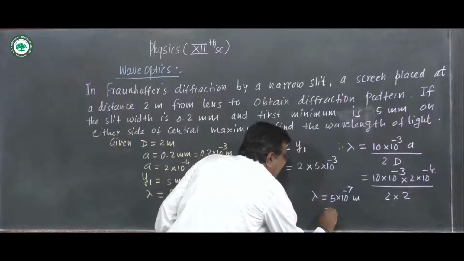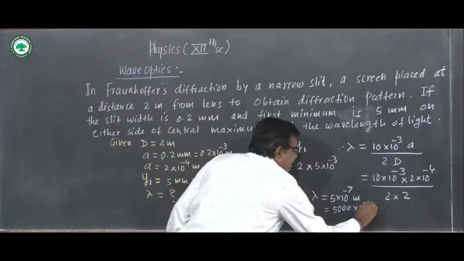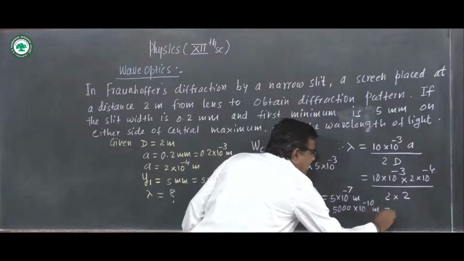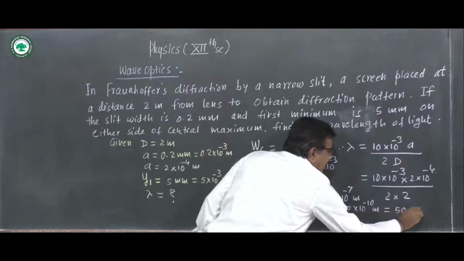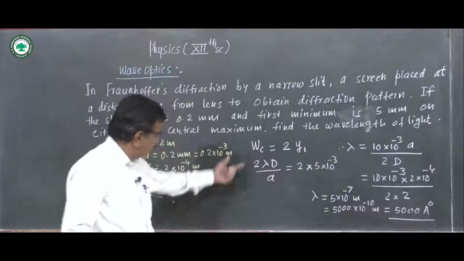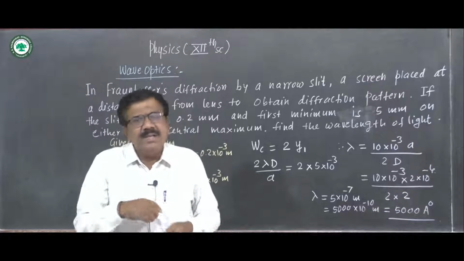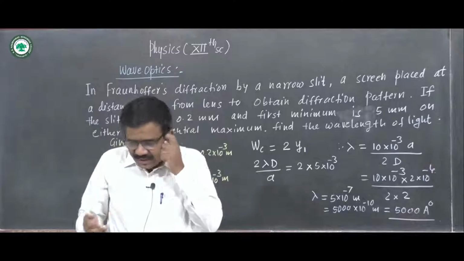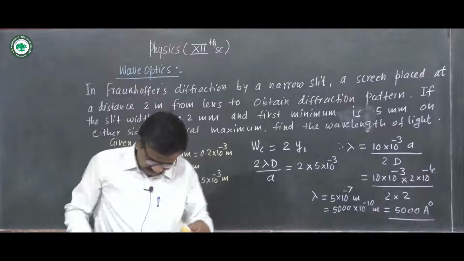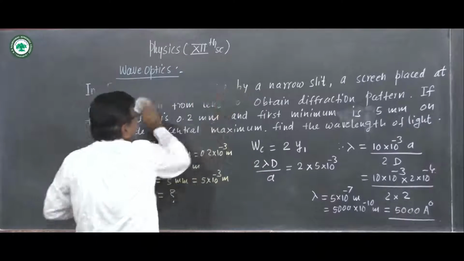Or this is nothing but 5000 into 10 raised to minus 10 meter, and we call it as 5000 angstrom unit. So this is our required answer. Very simple formula. Width of the central maximum is equal to twice the distance of first minima on either side. Now we see next numerical based on the same topic.